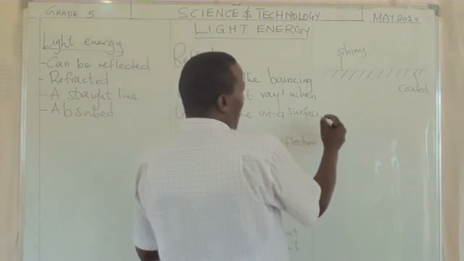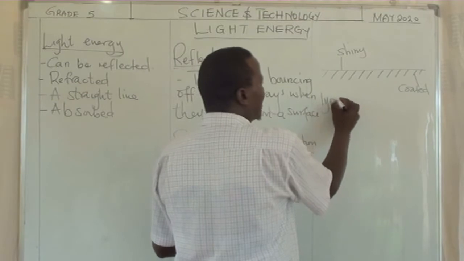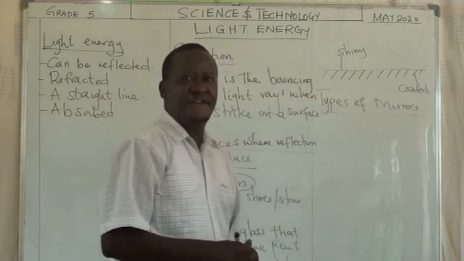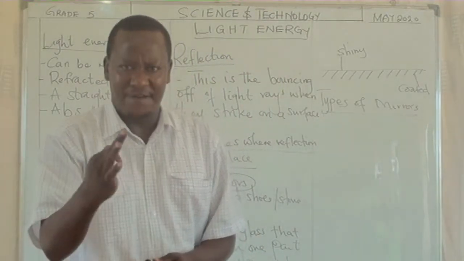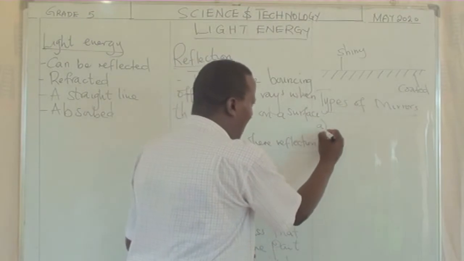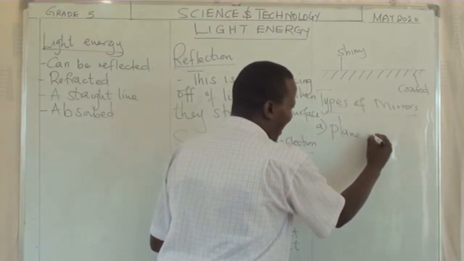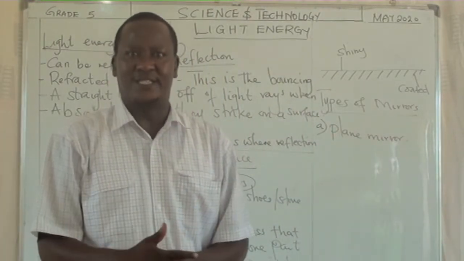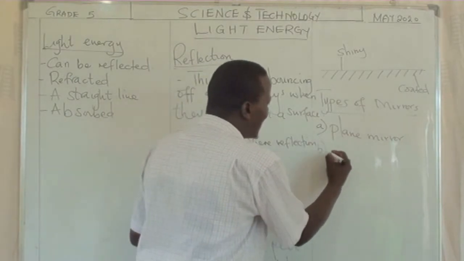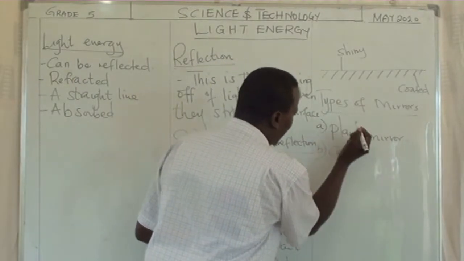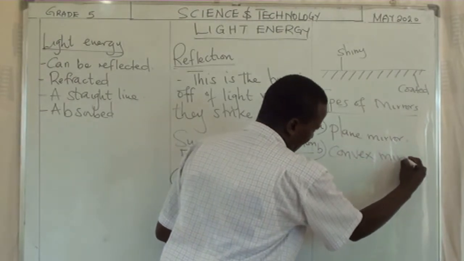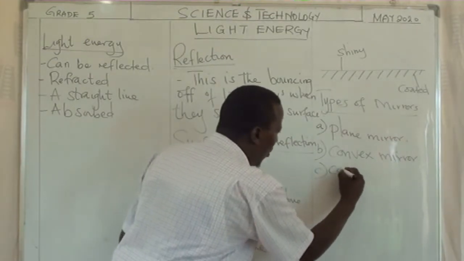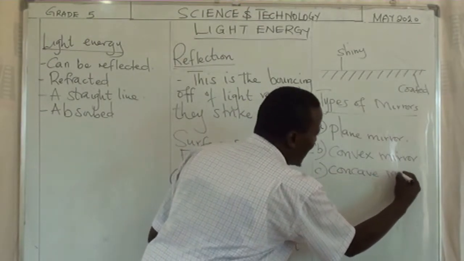Now, class, how many types of mirrors do we have? We get to learn that we have 3 types of mirrors. A, we have a plain mirror, the one that we use at home to groom ourselves, to look at ourselves. Number 2, we have what we call a convex mirror. And then the third one, we have what we call a concave mirror.